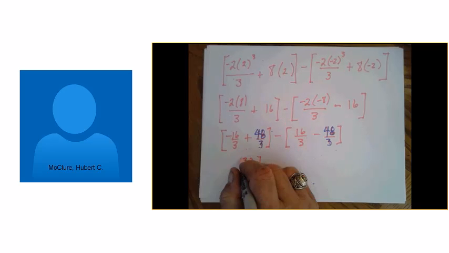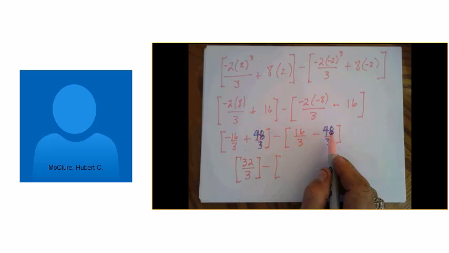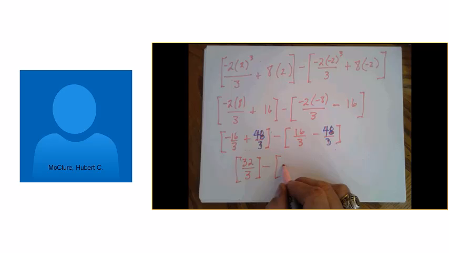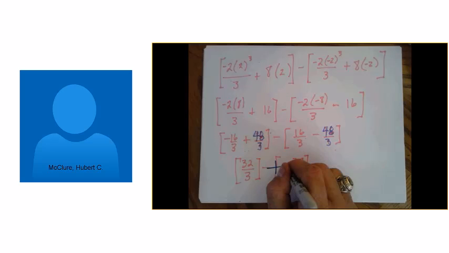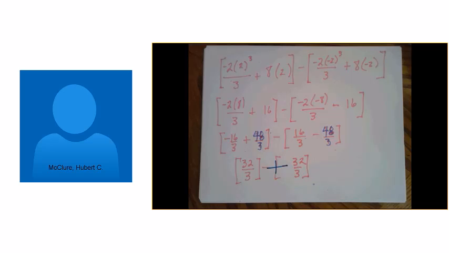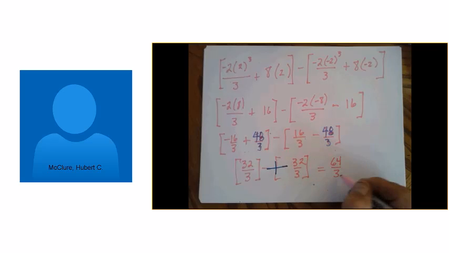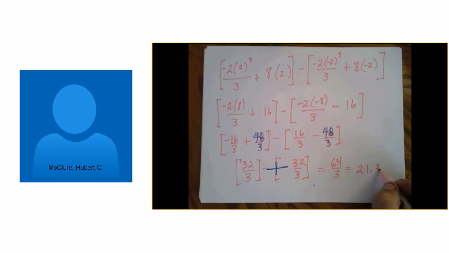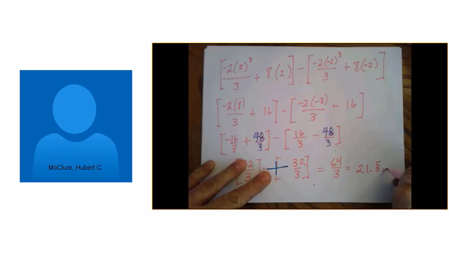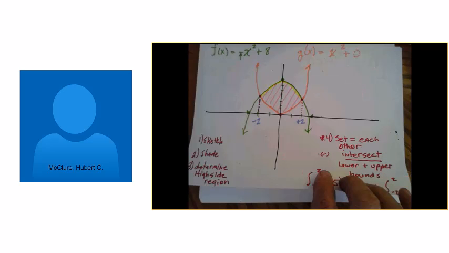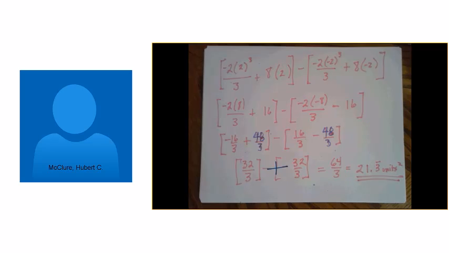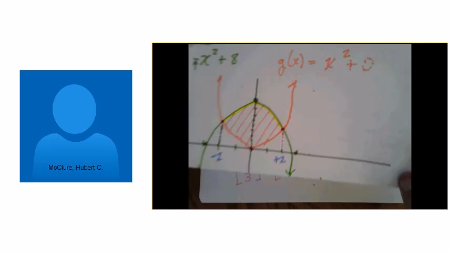Minus 16 minus 48 is going to be negative 32 over 3. And those two negatives turn into a what? Positive. So our final answer in pink is 64 over 3, which is equal to 21, 2 will go in there, so the one, that'd be 1/3, which is 0.33, 21.3 square units. And that 21.3 square units is the area of that pink area right there.